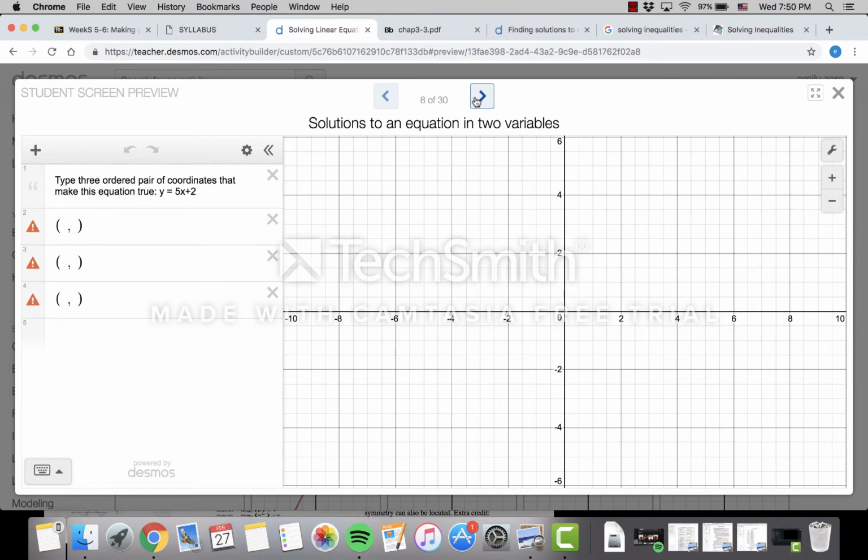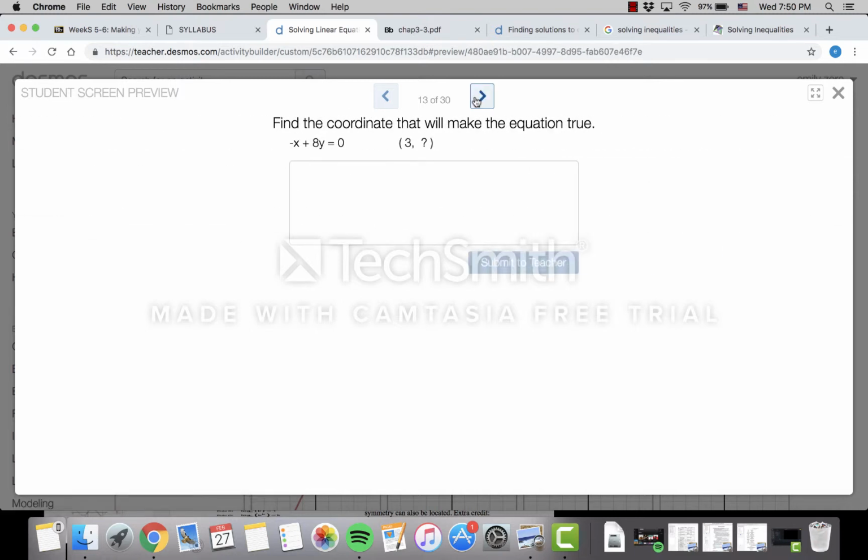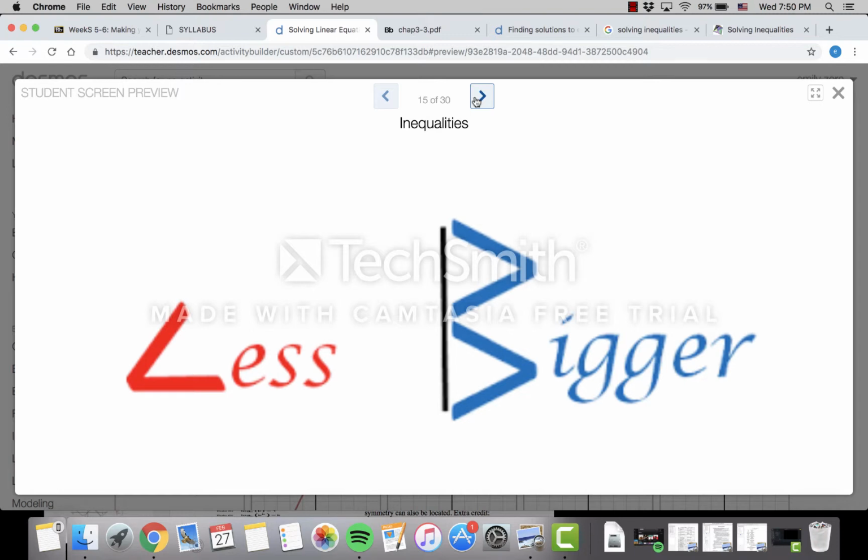After this, there are exercises for finding solutions to linear equations, like verifying the solutions by plugging them into the equations, finding coordinates for equations that make it true, such as these, verifying if the ordered pair is a solution, and also just finding the other coordinate if they're given one and making sure that it fits the equation. And the second part of this lesson is inequalities.